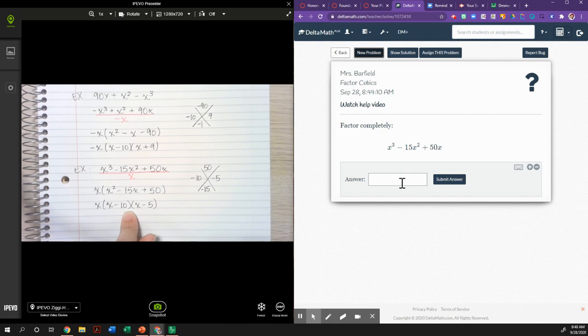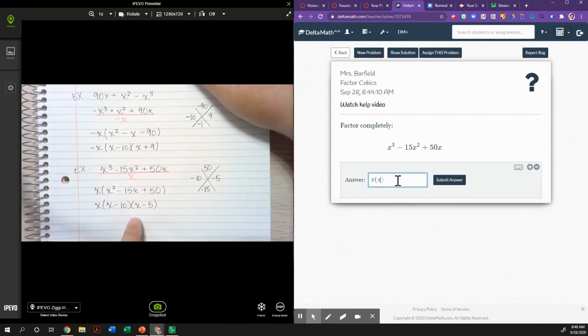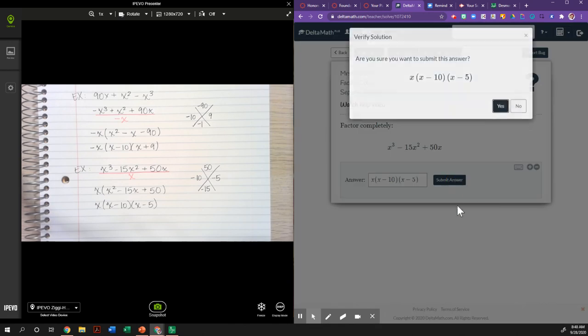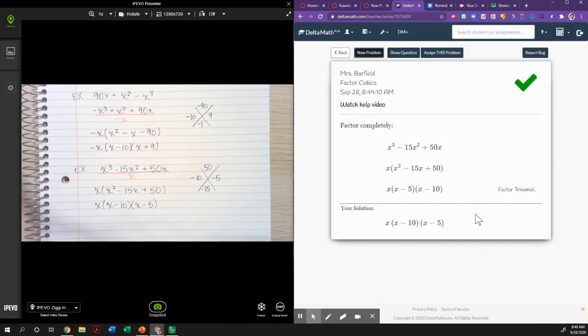All right, so let's go back in here into Delta Math. Let's type in our answer. So x, parentheses, x minus 10 and then x minus 5. Now you could have written x minus 5 in the first set of parentheses and then x minus 10, like they did here. He's got x minus 5 first and he's got x minus 10 second.